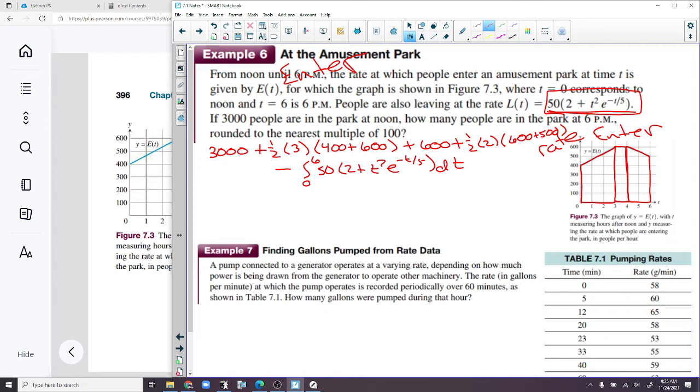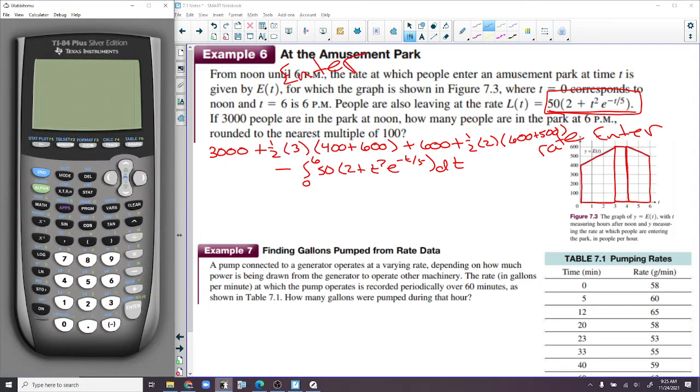All right, so now we've got some calculator work to do. We've got 3,000 plus, let's see, 1/2 of 1,000 is 500, so 3 times 500, 1,500. Plus 600, and then plus at the very end is 1,100. So if nobody left, there'd be 6,200 people.